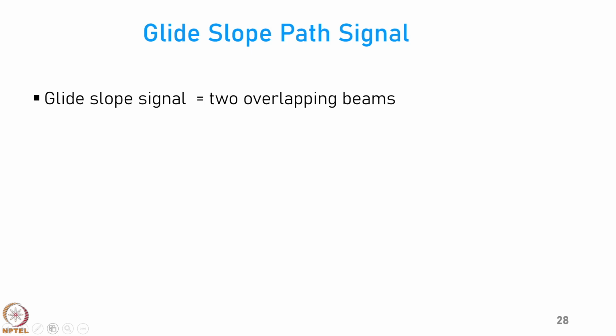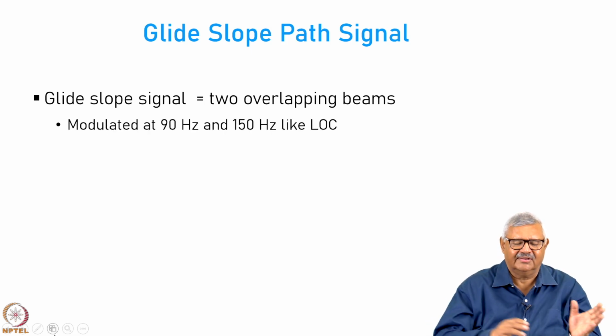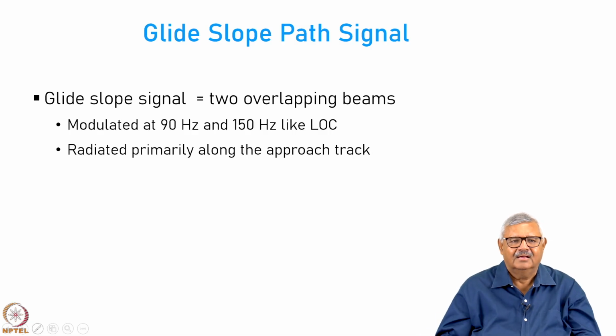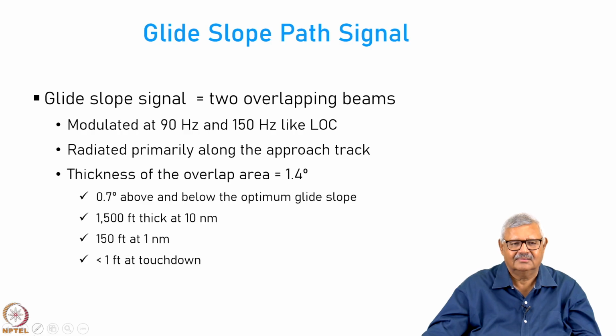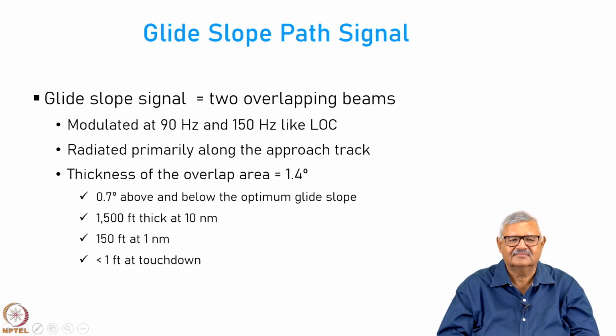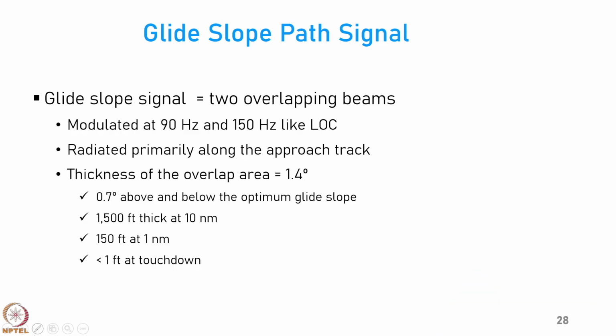The glide slope path signals are basically two overlapping beams, one at 90 hertz and 150 hertz like the localizer, and they are radiated primarily along the approach track. The thickness of the overlap area is about 1.4 degrees. And as you can see, the thickness varies from location to location. It is 1500 feet at 10 nautical miles, 150 feet at 1 nautical mile and less than 1 foot at the touchdown point.